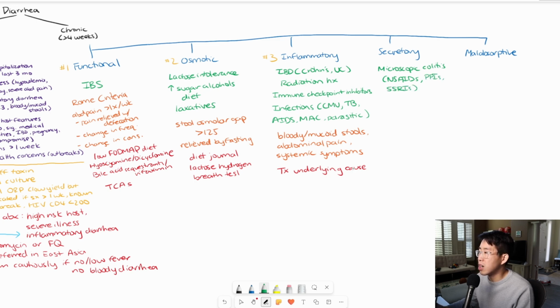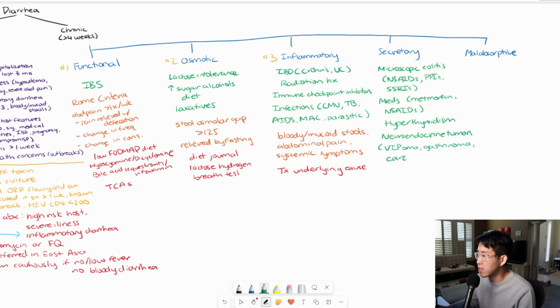And then in terms of other causes of secretory diarrhea, just meds in general. So metformin is obviously well known to cause diarrhea, and NSAIDs alone can also cause diarrhea, and multiple other medications can cause diarrhea. Hyperthyroidism is a potential secretory etiology. And then we also have some more zebra causes of secretory diarrhea, which include the neuroendocrine tumors. So for example, a VIPoma, gastrinoma, and carcinoid syndrome.